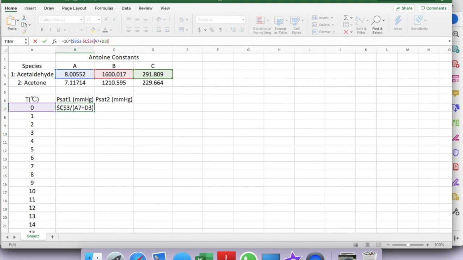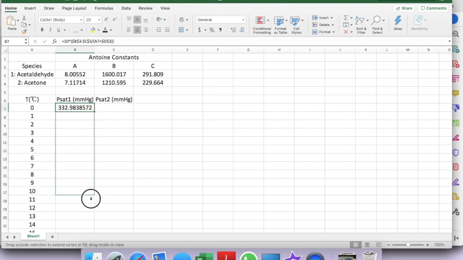You have to keep track of every letter, because column A, row 7, is the temperature. We don't need the absolute value of this one. Otherwise, you only calculate 0 degrees. So skip that. And column D, row 3, is the constant, and we need the constant to be in absolute value. Right? Press Enter. Now you will have the absolute value for the Antoine constants of the species.